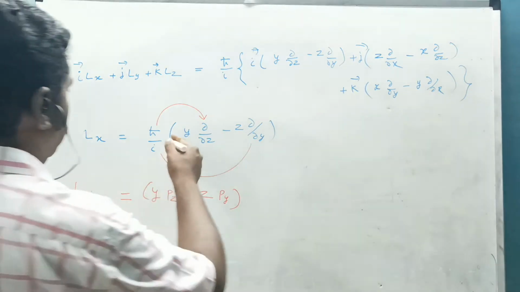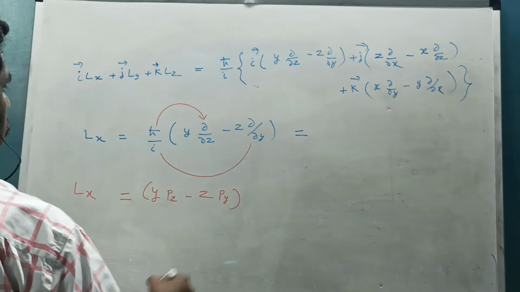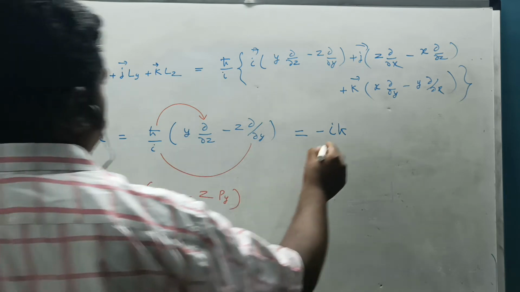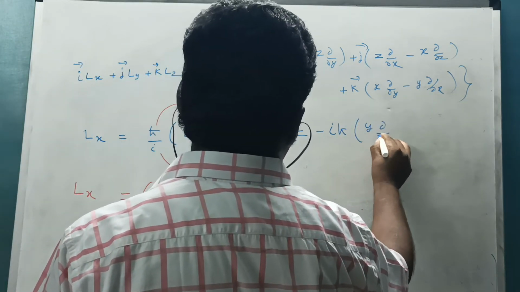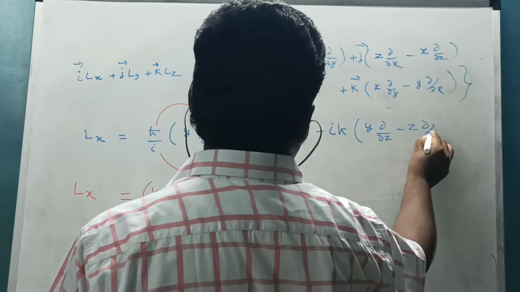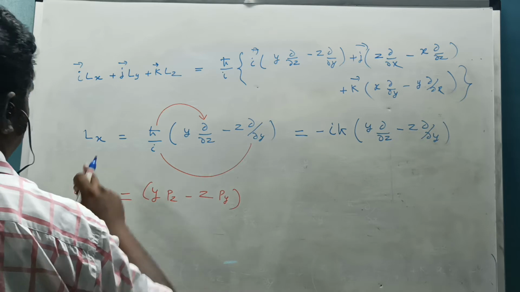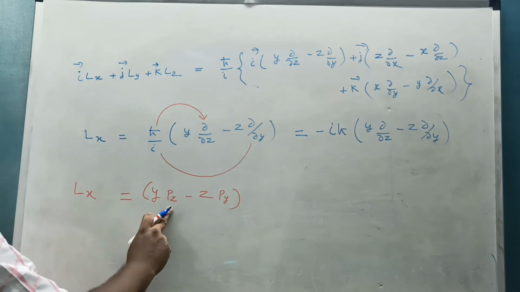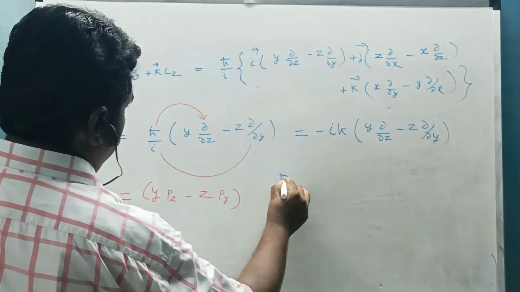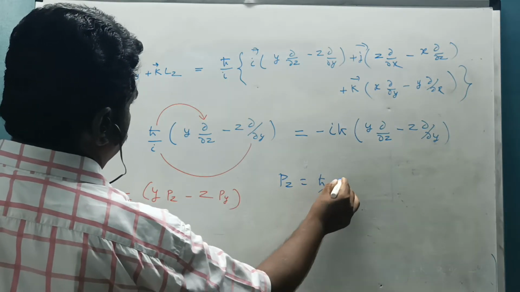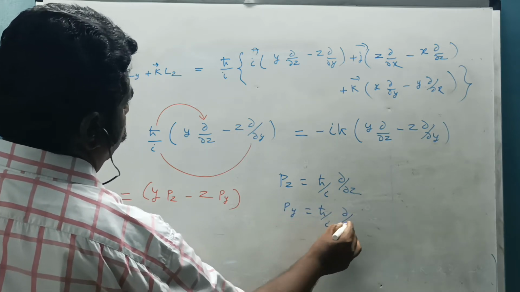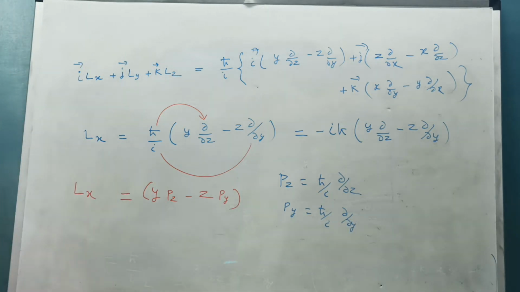And multiply this equation by i and divide this equation by i. We can write minus iħ, since i square is equal to minus 1. Minus iħ into y ∂/∂z minus z ∂/∂y. This is also the value of Lx. Lx equal to minus iħ into y ∂/∂z minus z ∂/∂y. This is one form. Another form is Lx equal to y pz minus z py, because pz is equal to ħ by i into ∂/∂z, then py equal to ħ by i into ∂/∂y. In this way, we can write the value of Lx in two forms.